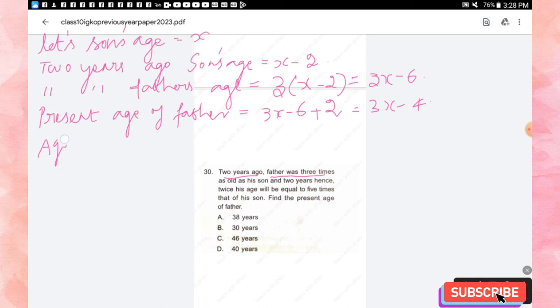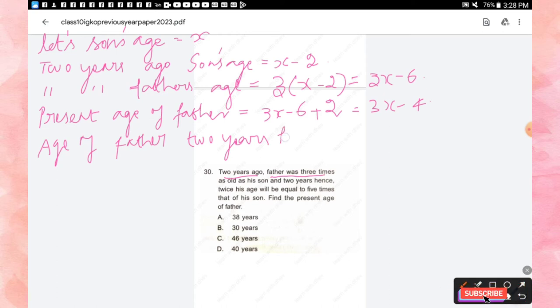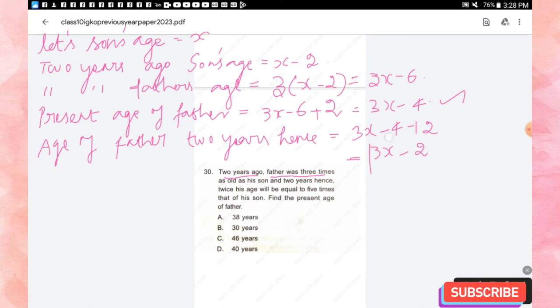We'll write down the age of the father 2 years hence, which means after 2 years. So present age is 3x minus 4. So after 2 years, his father's age becomes 3x minus 4 plus 2, which is equal to 3x minus 2. This is the 2 years hence father's age, right?